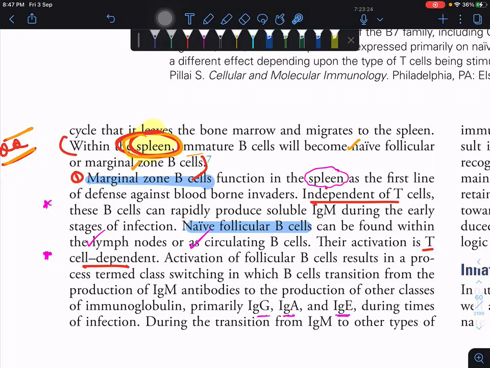And then the naive follicular B cell. Second, the naive follicular B cell can be found within the lymph node and as circulating B cells. The marginal zone B cell is found in the spleen, but the naive follicular B cell is found in the lymph node and circulating, and its activation is T cell dependent. Opposite. Marginal zone B cells' opposite is naive follicular B cells, and it is also involved in the production of IgG and IgE.